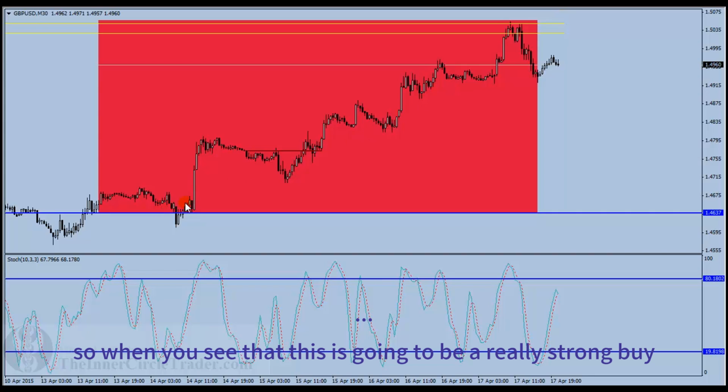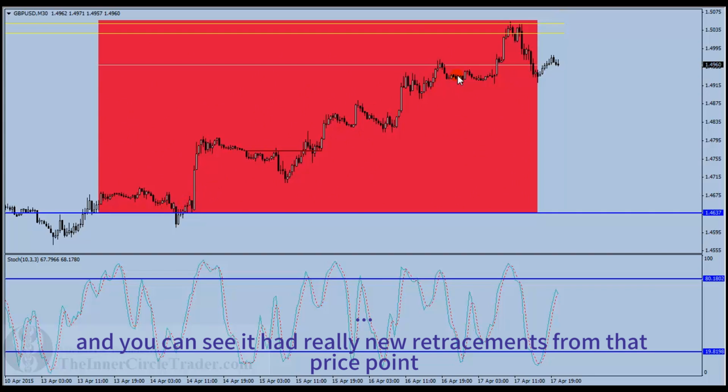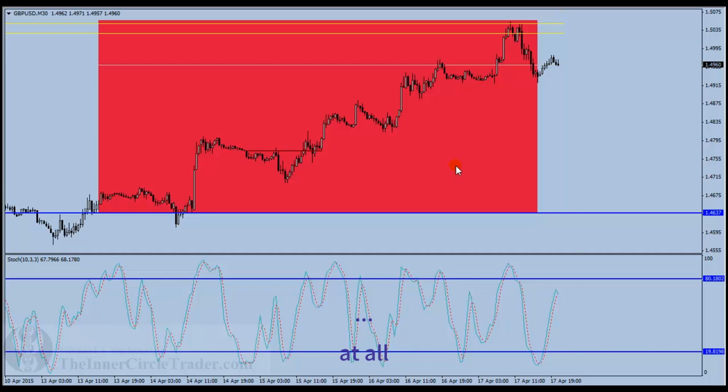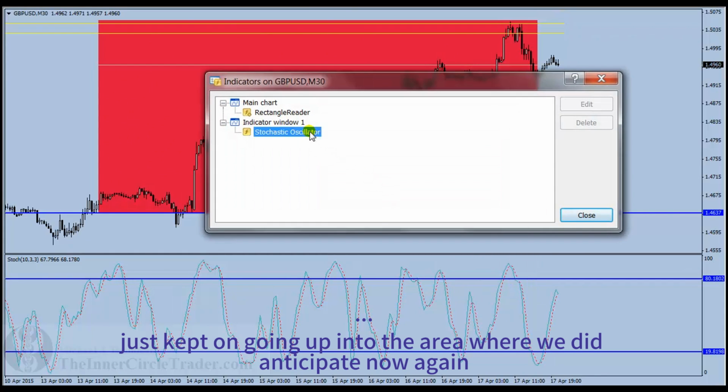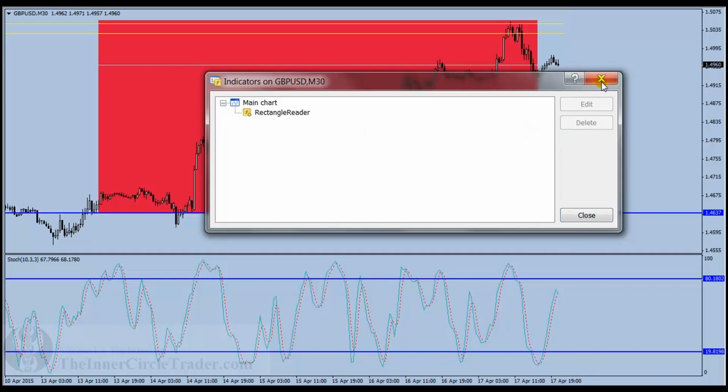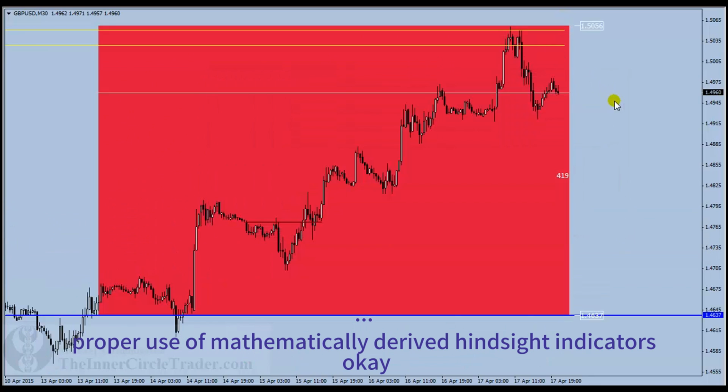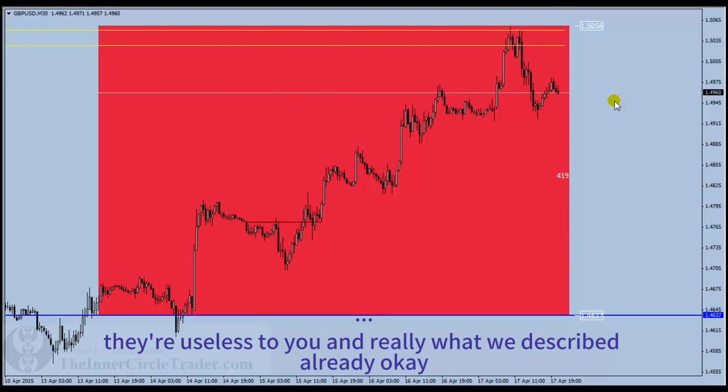You have no need for it if you understand what was already described in the video. But I tossed that on there just to show you that yes, indicators are useful when you use them properly, but you don't need them. You do not need them. If you understand price action, you absolutely have no need for them.